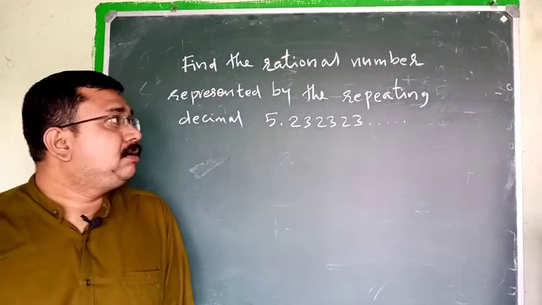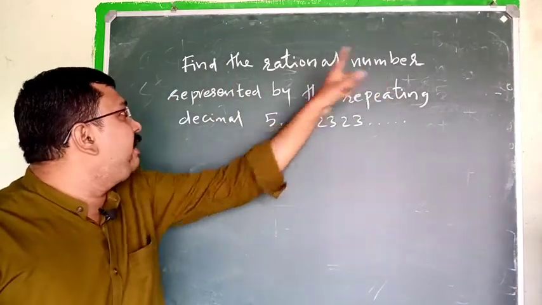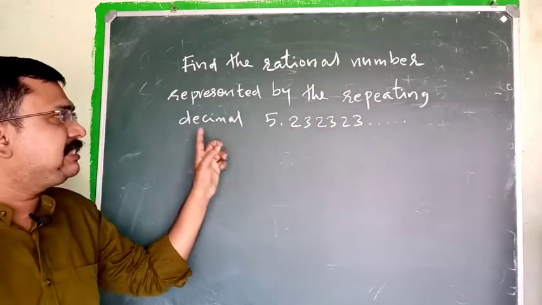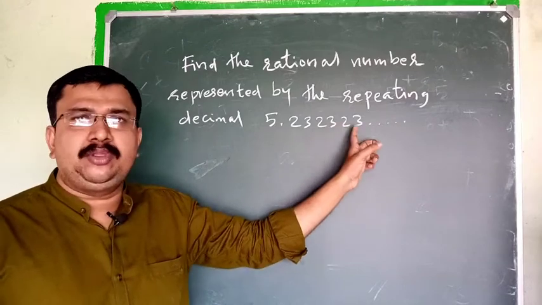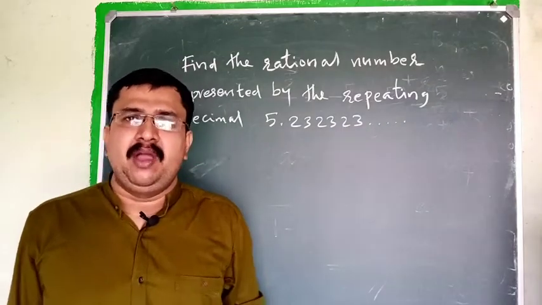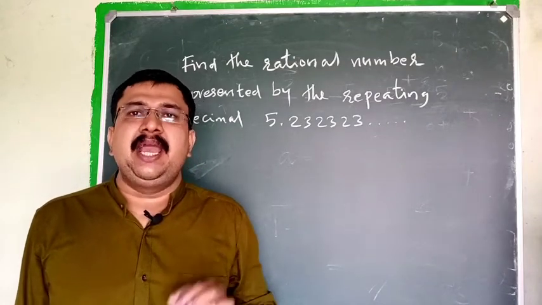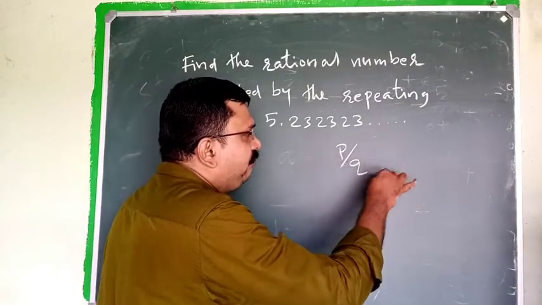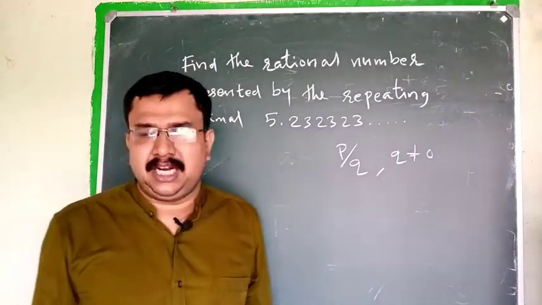Hi students, our question is: find the rational number represented by the repeating decimal 5.232323 etc. We want to find out the rational number. What do you mean by rational number? Rational number means a number of the form p by q where q is not equal to 0. That is a rational number.